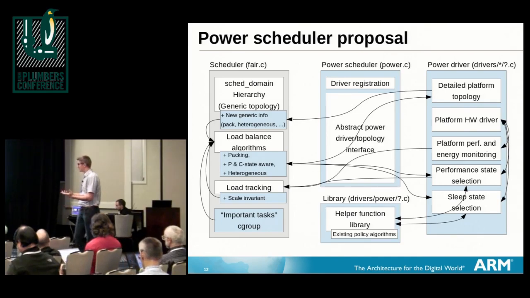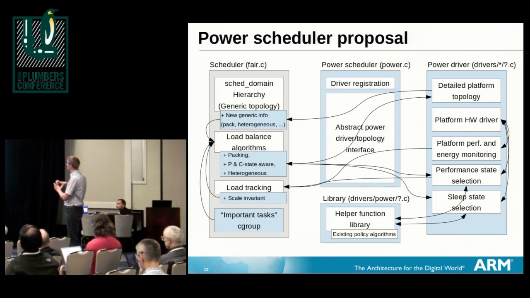So yeah, my vision or idea is that the power driver that you would have would be the platform specific bit, where you would have detailed topology information in it. You would have all, what you have currently in your CPU idle, CPU frack driver, you would have in your power driver as well. That would allow you to coordinate P and C, P state and C state selection. So you could, for example, optimize for turbo boost.